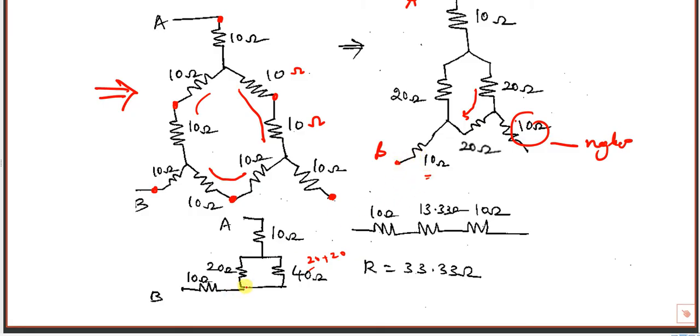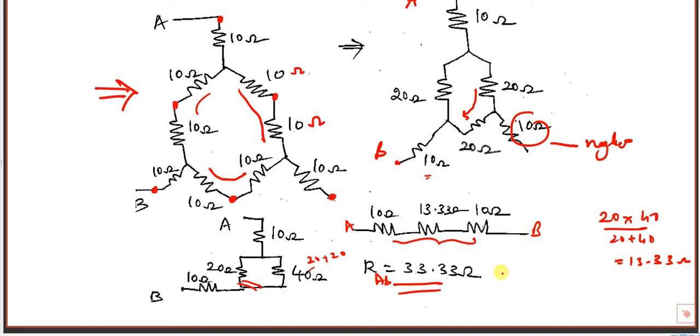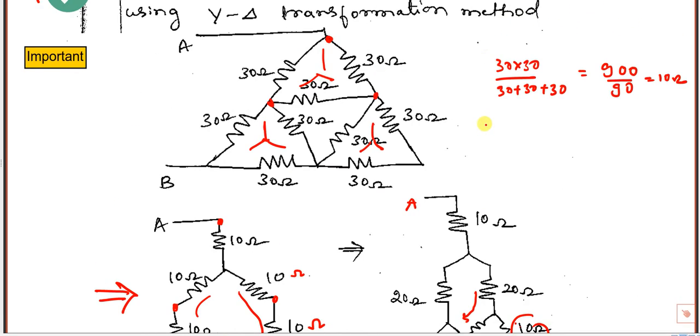Now 20 parallel 40 is, the parallel combination of these two is 20 into 40 divided by 20 plus 40, which will give you 13.33 ohms. Now all these three are in series, 10 plus 10 plus 13.33. So the final answer between A and B is 13.33. So that is the answer.